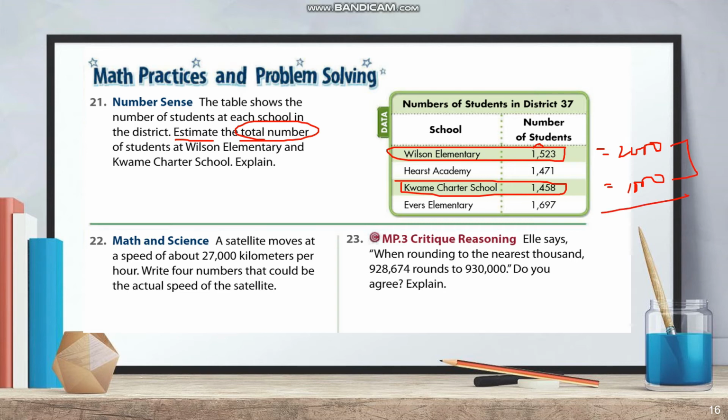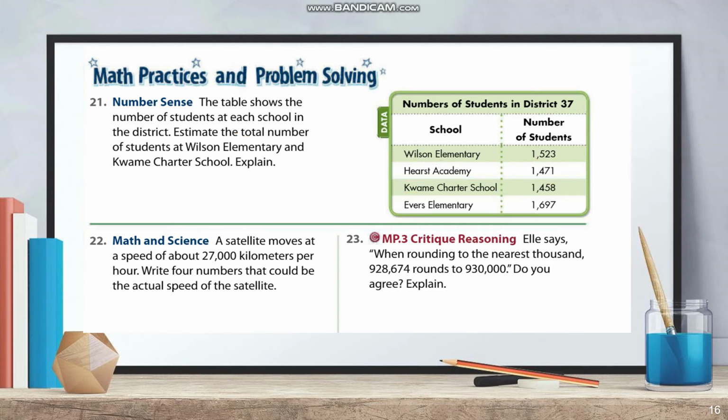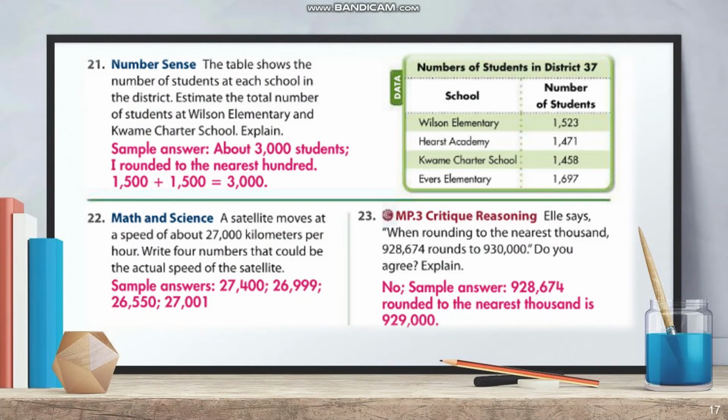So 2,000 plus 1,000, so the answer is about 3,000, if I'm going to round to the nearest thousands place. Now, is there any other possible answer? Yes. If you round to the nearest hundred, the hundreds place is 5 and the hundreds place is 4, so it becomes 1,500 and 1,500, so the answer is about 3,000 also.